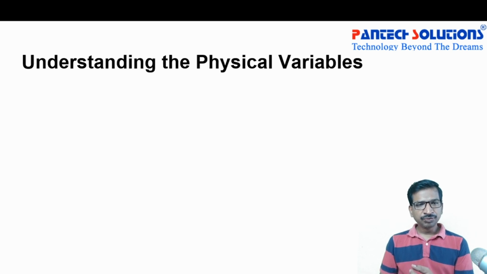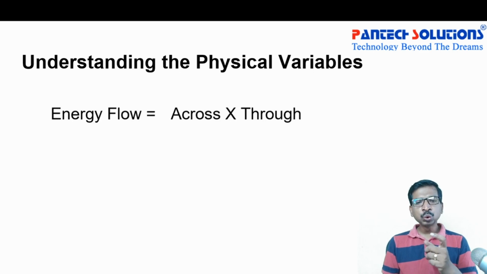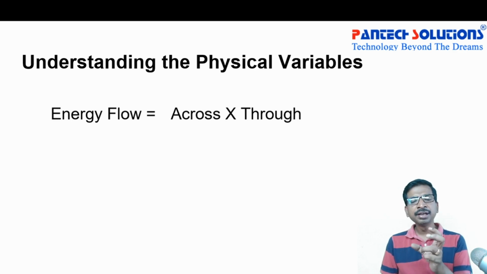If you want to develop a mechanical system with the electrical system, first you should know the physical variables for various domains. As we know, these are the through and across variables. If you want to transfer any energy or power from one point to another point, there are two different parameters: one is called the across variable and the other the through variable.